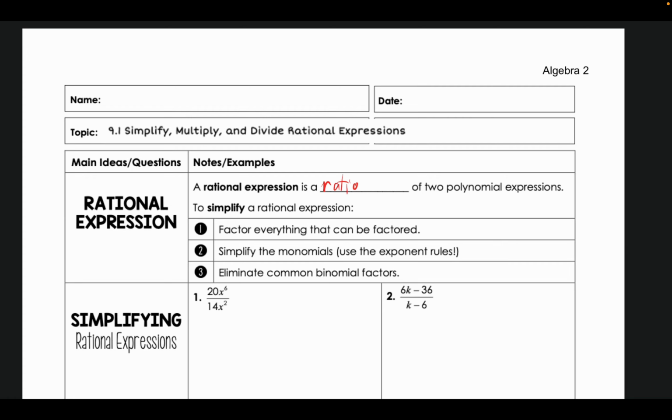So to simplify a rational expression, we want to follow three main steps. First step is just to factor everything that can be factored. Kind of just a general first step in these. Always look to factor. So lots of factoring in this section, in this unit. Then step 2 is going to be simplifying monomials by using exponent rules or simplifying coefficients like you would normally with dividing. And then also really in the same step, or you can consider a separate step, is to also simplify binomial factors, common binomial factors.